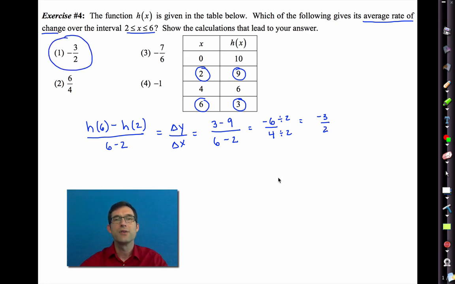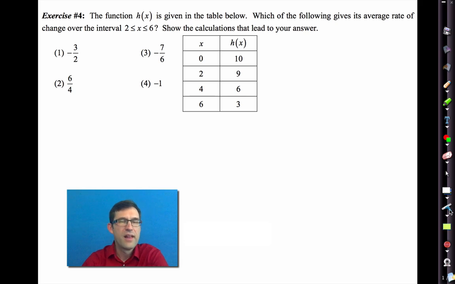All right, so the change in y divided by the change in x. Y went down by 6, x went up by 4. X always increases. We're always going from left to right on the graph. But y could either increase or decrease. All right, I'm going to clear this out. So again, copy down anything you need to.